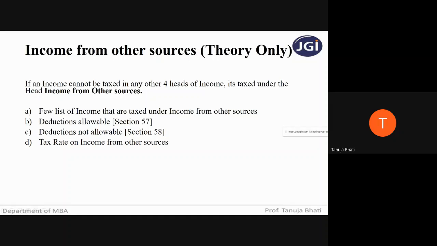So under this particular head, what we will be covering now is a list of incomes that are taxed under income from other sources. We will be seeing the different types of incomes taxed under this head, what deductions are allowable, what deductions you will not be getting, and what the tax rates on income from other sources are. So we will be covering these 4 aspects.